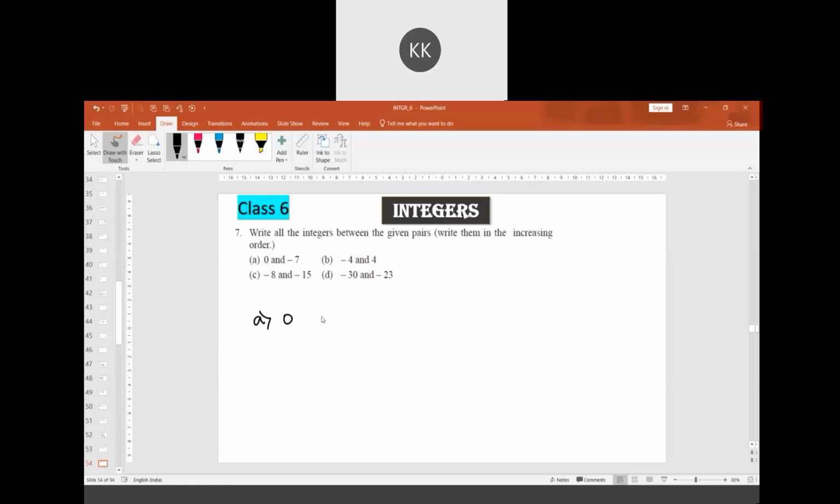So when I consider 0 and minus 6, I have to write in this way. Minus 7 will be smaller. Minus 6, minus 5, minus 4, minus 3, minus 2, minus 1, and 0. Now between minus 7 and 0, we have listed the integers, minus 6 to minus 1, and 0.